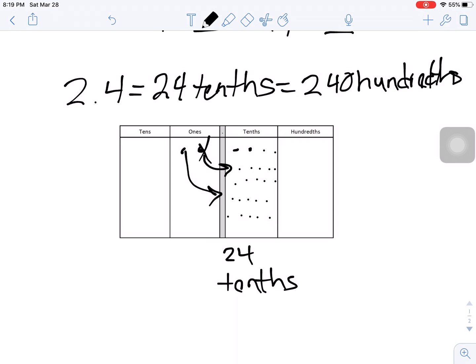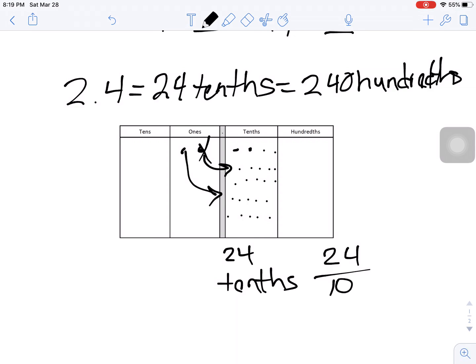I could then regroup them as hundredths by breaking each into hundredths. That's a little trickier, that would make a huge full place value chart. So instead, I'm going to write it as a fraction. I'm really good at fractions. I've had a lot of practice.